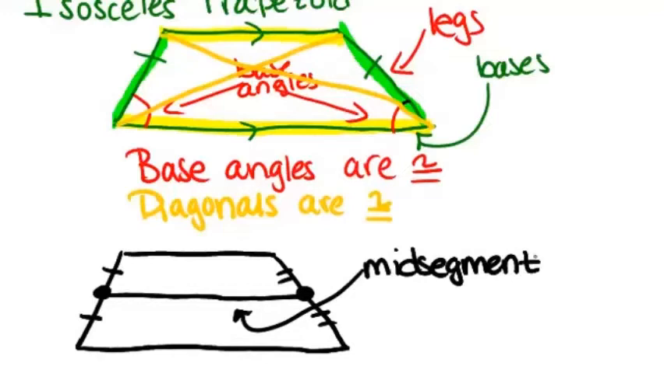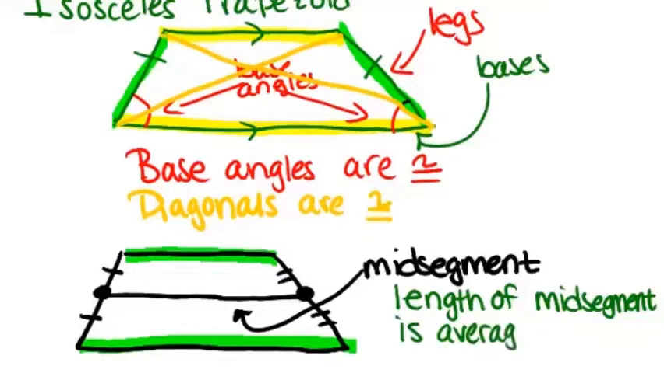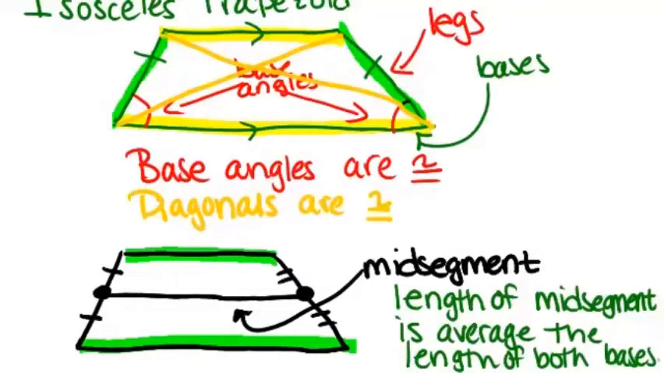Now, the length of the midsegment will always be the average of the length of the two bases. So that means if you want to find the length of the midsegment, you would find the length, or be given the length, of both bases, add them up, and divide by 2. This works again whether or not the trapezoid is isosceles.